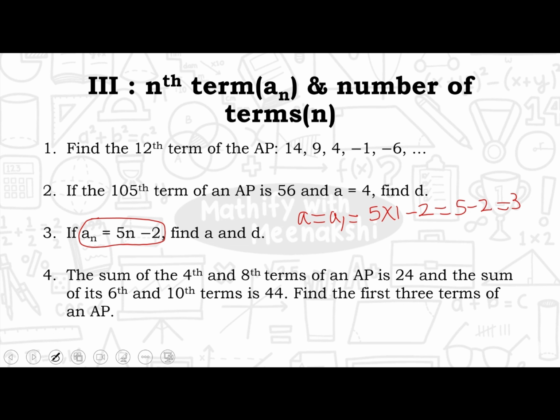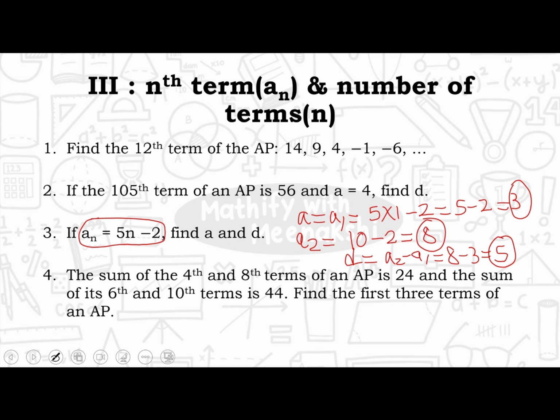Now for d, you have to find the second term. Then you can find the difference of second and first. So now we'll put the value of n as 2. So that is 5 into 2. Just do it mentally. 5 into 2, 10. 10 minus 2 is 8. Now we know our a1 and a2. To find d, we'll just simply subtract a1 from a2. That is a2 minus a1. So you will get your answer. That is 8 minus 3, 5. So here your a is 3 and d is 5.